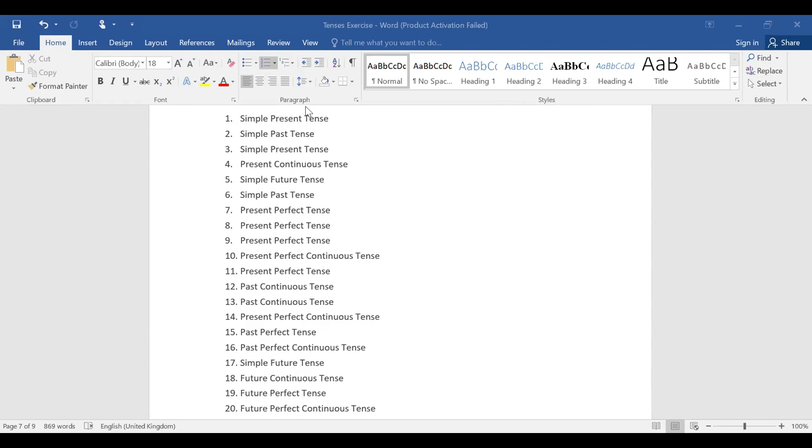Okay. So compare it with your answers. One to three, simple present tense. Four, present continuous tense. Five, six, present. Five is simple future. Six is simple past. Then 7 to 9, present perfect. 10, present perfect continuous. And so on and so forth.